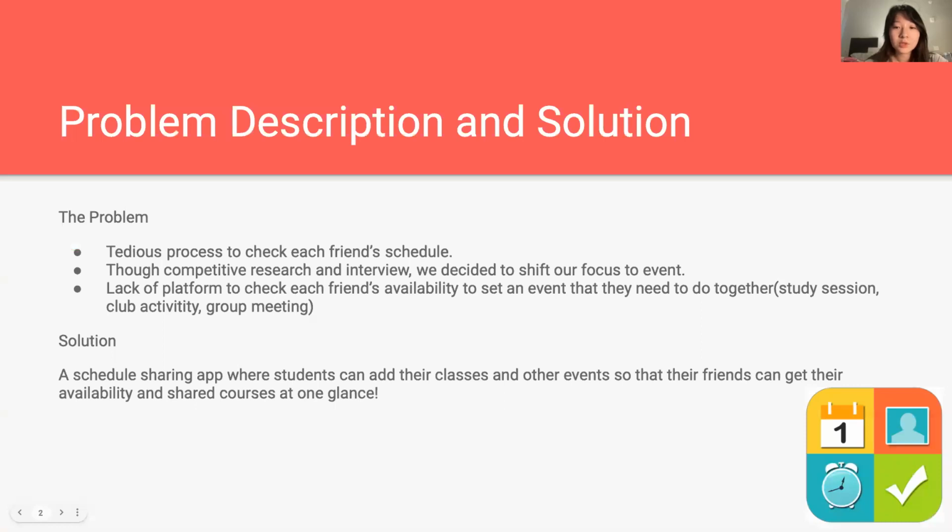This is tedious for students to check friends' schedules to figure out what classes they have in common and set up time when they can meet together. Our app aims to solve this problem by introducing a mobile app where college students can share schedules with friends and organize events they can attend together.